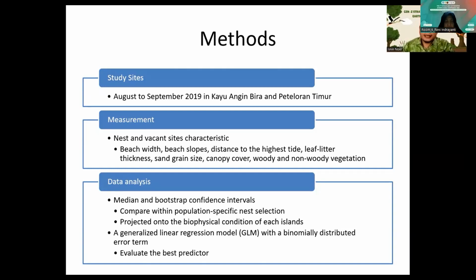We generated 95% confidence intervals based on 10,000 bootstrap estimates around median values for all nest attributes. A generalized linear regression model with binomially distributed error term in R 4.1.2 was used to determine which parameters best predict nesting occurrence.